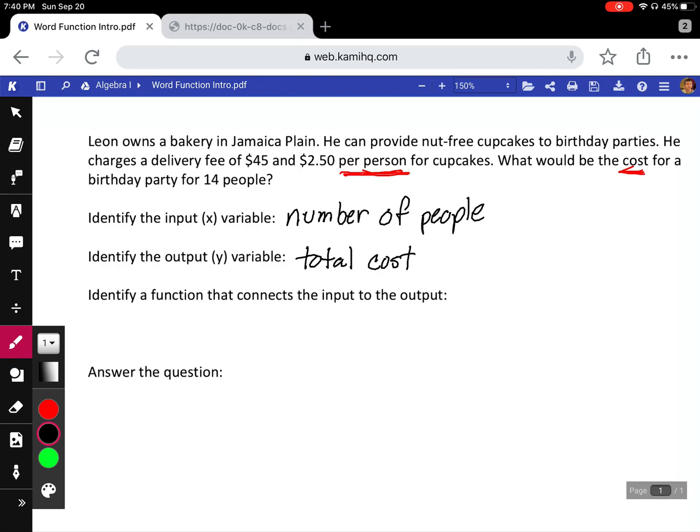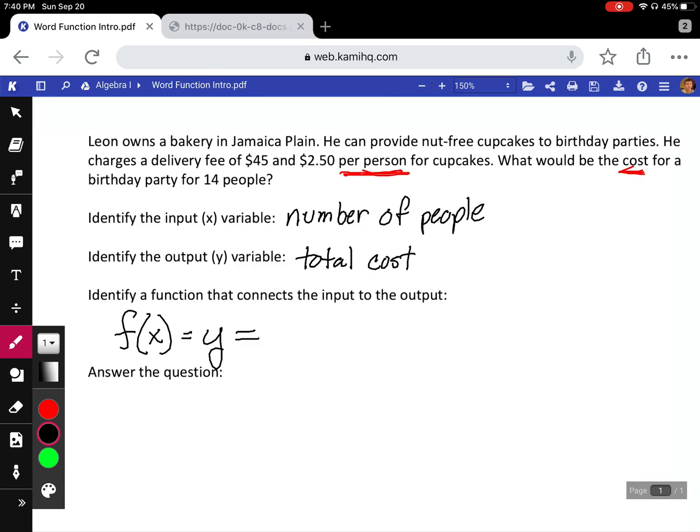we could say f of number of people, or we could say y. Either way you write it, they really are the same thing. We just tend to use x and y when we're going to plot the data on a graph, and we use f of x when we're just talking about a generic situation. So we could use either here.